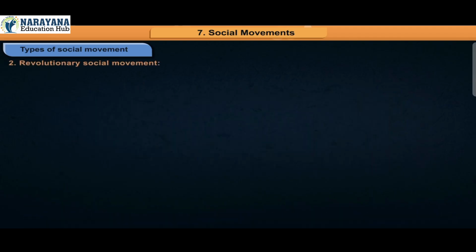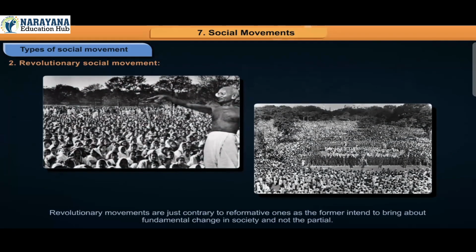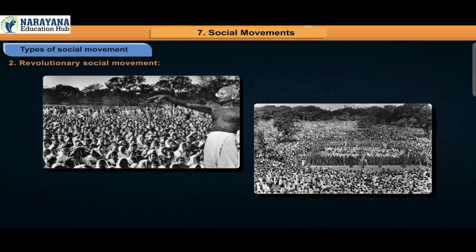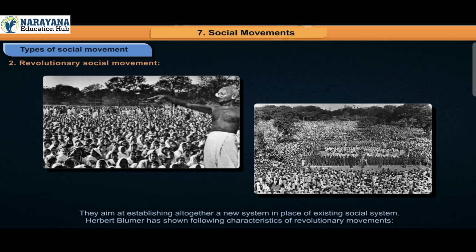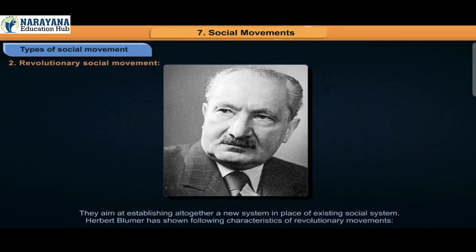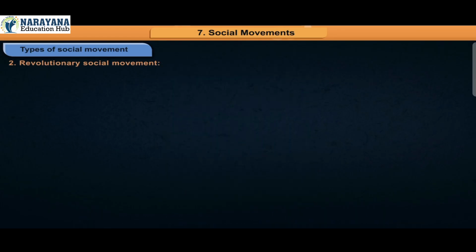Number 2. Revolutionary social movement. Revolutionary movements are just contrary to reformative ones, as the former intend to bring about fundamental change in society and not the partial. They aim at establishing altogether a new system in place of the existing social system. Herbert Blumer has shown the following characteristics of revolutionary movements.